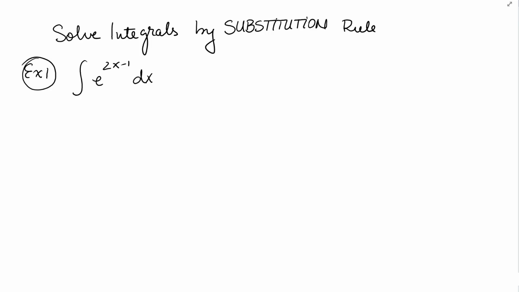In this video, I'm going to solve a few integrals using substitution rule. So let's do first example, integral of e to 2x minus 1 dx. This formula reminds me of integral of e to the x dx, which is e to the x plus c. But we don't have e to the x, we have e to 2x minus 1. So we are going to make a substitution, u equals 2x minus 1.